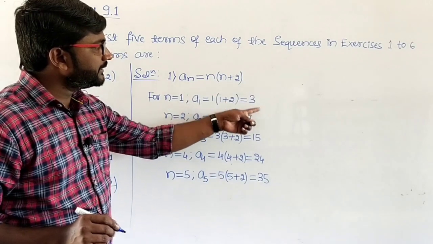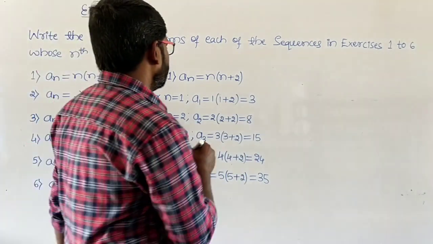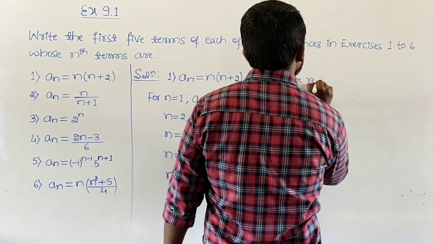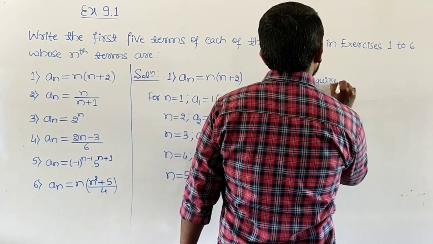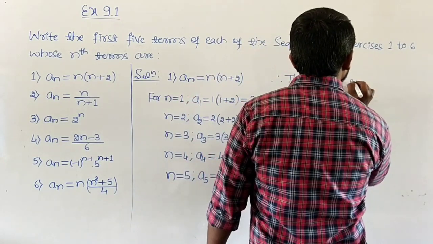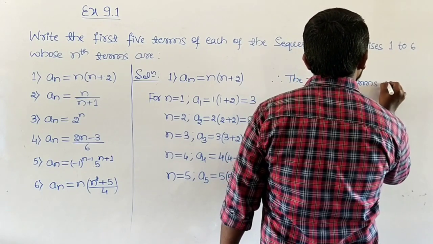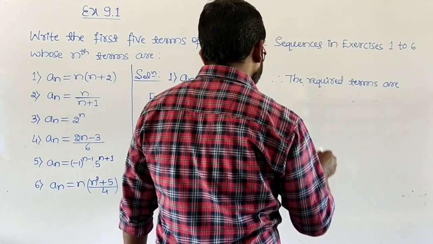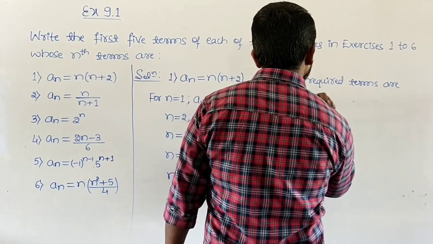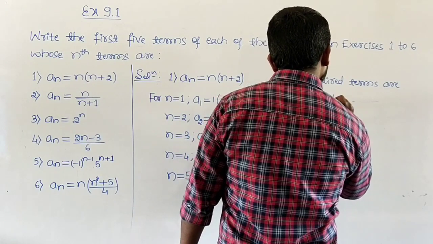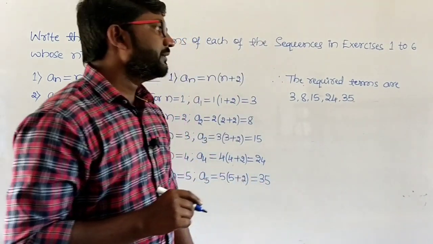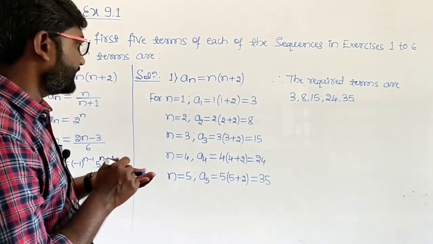So these are the 5 required terms. Here we will have to write, therefore the required terms are 3, 8, 15, 24, 35. So these are the required 5 terms. Then we will take up the second problem.